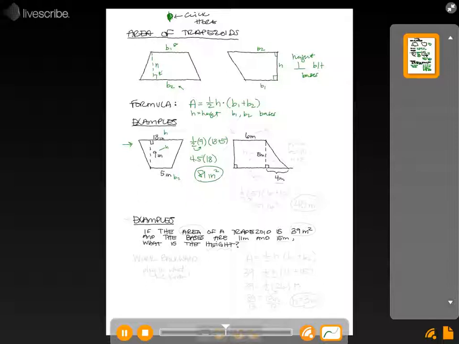All right? Pretty simple, pretty straightforward. Our second example here has an extra step to it. It's a little bit of thinking that you'll have to do on your own. We have base 1 on the top. We have the height on the inside.